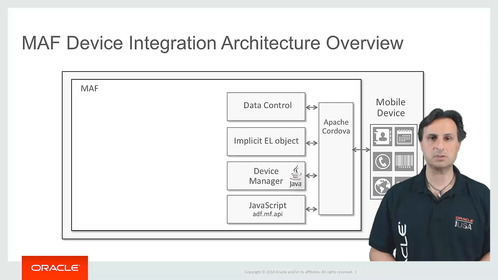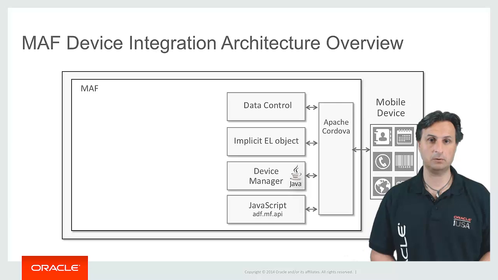Then we do have a Java API, which is a device manager. Now everything that we surface for expression language and for use with data controls, of course we surface for use with Java as well. And then we do have a JavaScript API, which again MAF wraps the Cordova APIs. And the benefit here is that if there's a change in the underlying Cordova API set, then we fix it in MAF and your application continues working as if there was no change in Cordova at all.